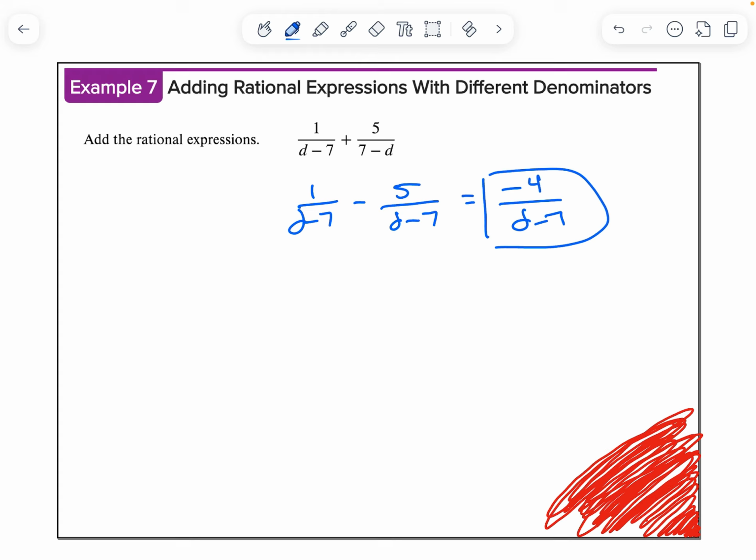This brings us sort of to the end of our rational expressions. We may have a lesson on rational equations. The next topic that we're going to look at is roots, square roots, cube roots, and things like that.